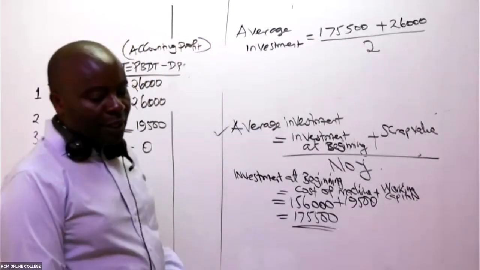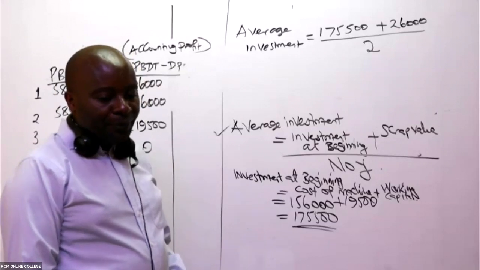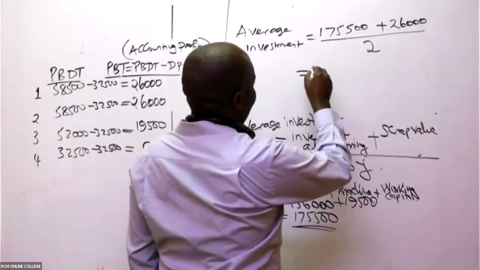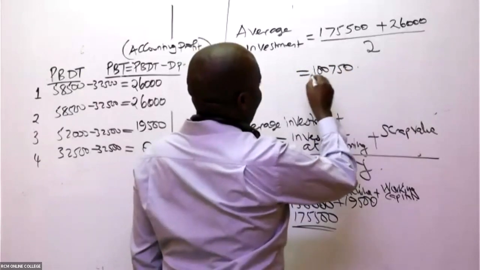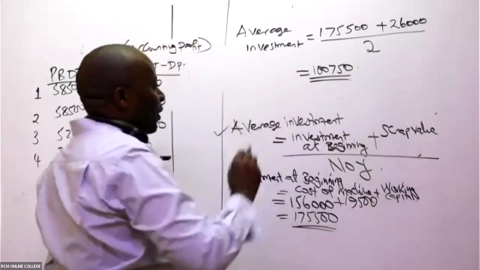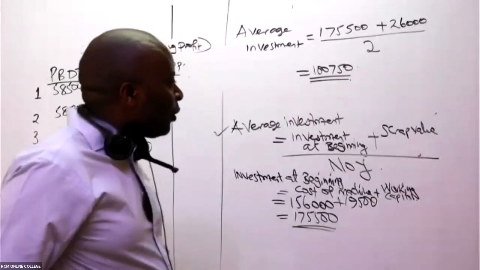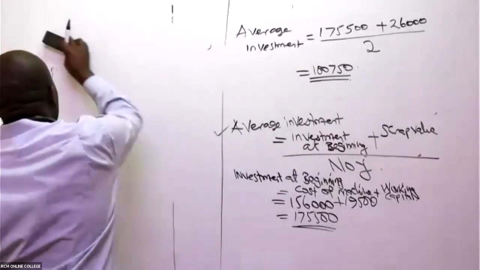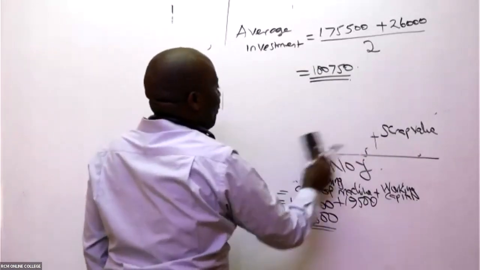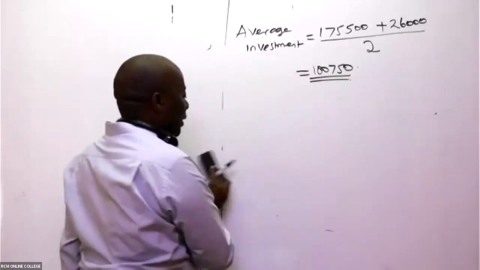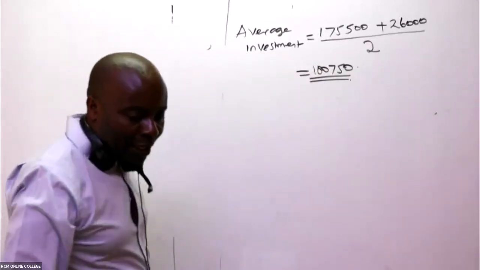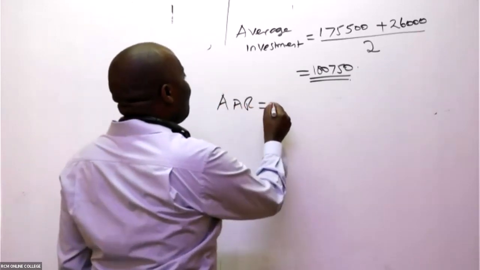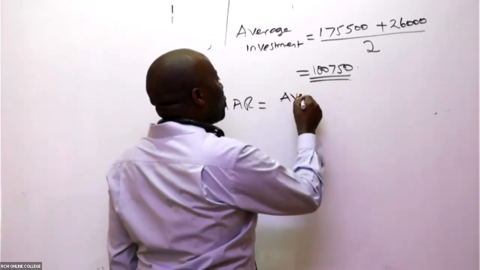Are you able to give me this answer pretty fast? According to Catherine, we are getting 100,750. So that is the average investment. And don't forget, what you are calculating, ladies and gentlemen, is known as the average accounting return.